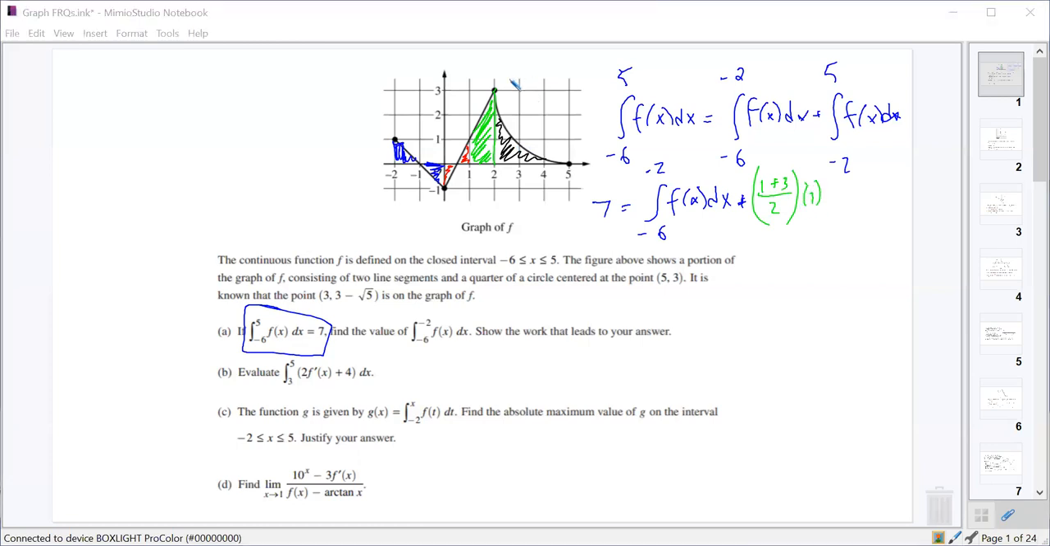And then the black piece right here underneath this quarter circle ought to be the full square minus the actual quarter circle. So the full square is 9. And then the quarter circle is 1/4 pi times the radius of 3 squared. So what does this become? This is 2 plus 9. That should be an 11 minus 9 pi over 4.